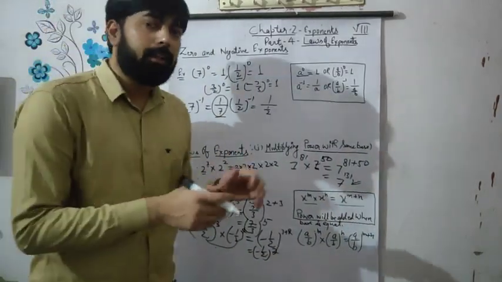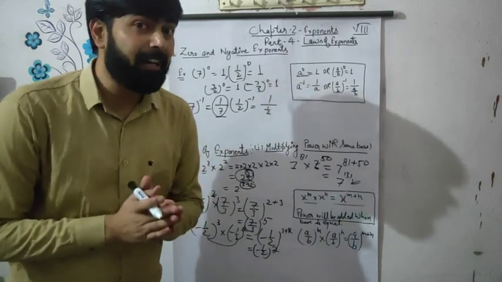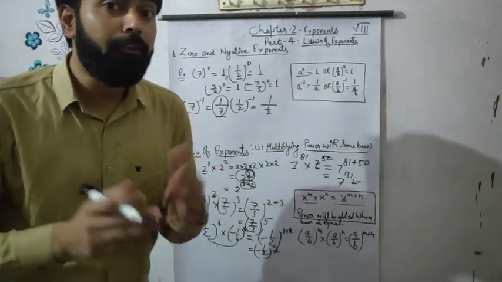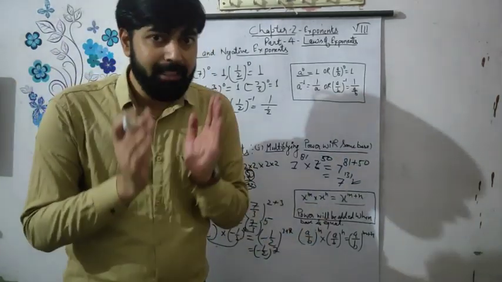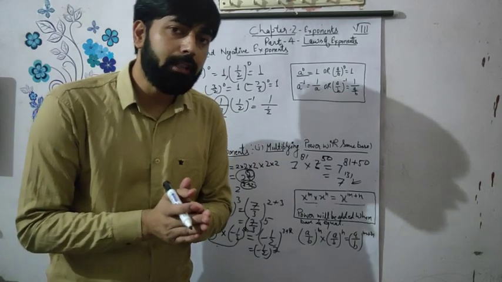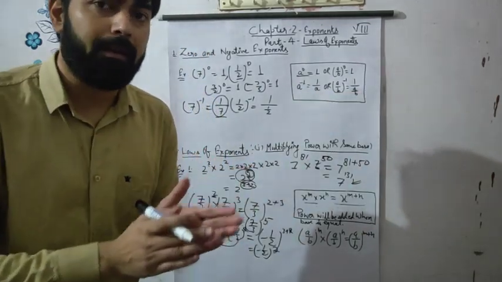So this is all about the first law of the exponent, that is multiplying powers with the same base. So how can we find it? Firstly we match the base. If the bases of the given question are same, then we can add the powers.